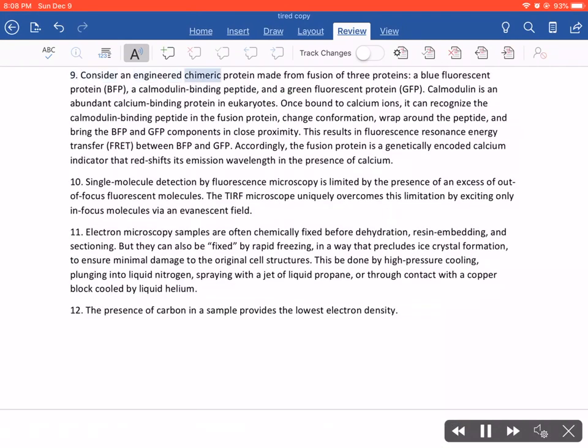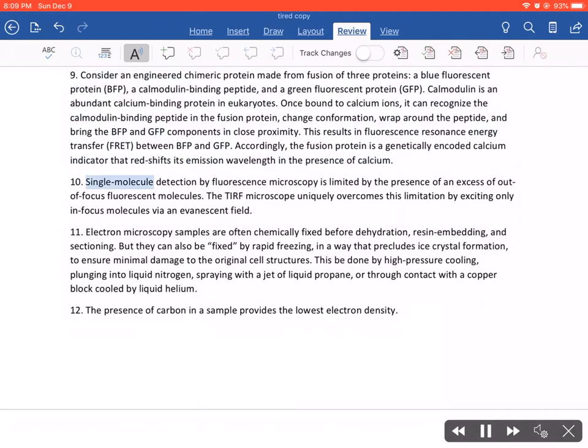9. Consider an engineered chimeric protein made from fusion of three proteins: a blue fluorescent protein, BFP, a calmodulin binding peptide, and a green fluorescent protein, GFP. Calmodulin is an abundant calcium binding protein in eukaryotes. Once bound to calcium ions, it can recognize the calmodulin binding peptide in the fusion protein, change conformation, wrap around the peptide, and bring the BFP and GFP components in close proximity. This results in fluorescence resonance energy transfer, FRET, between BFP and GFP. Accordingly, the fusion protein is a genetically encoded calcium indicator that redshifts its emission wavelength in the presence of calcium.